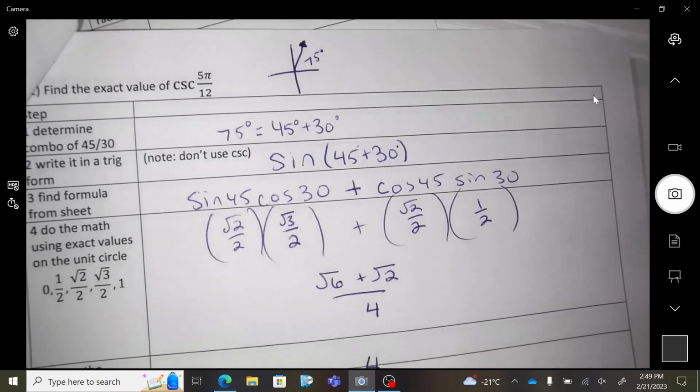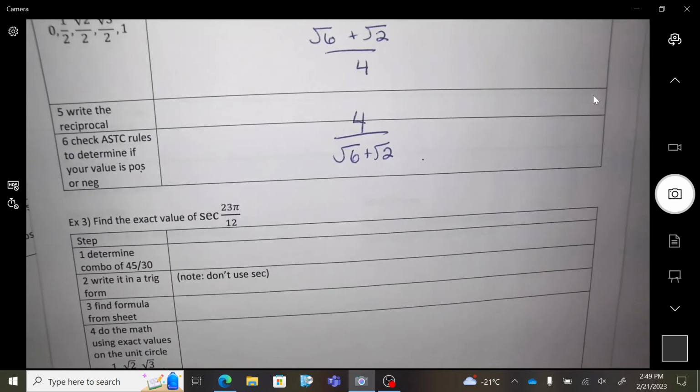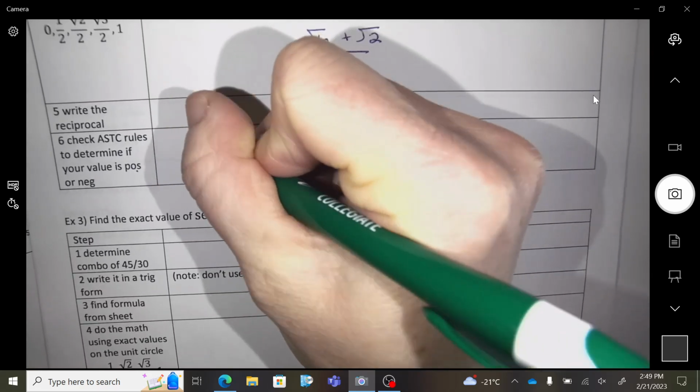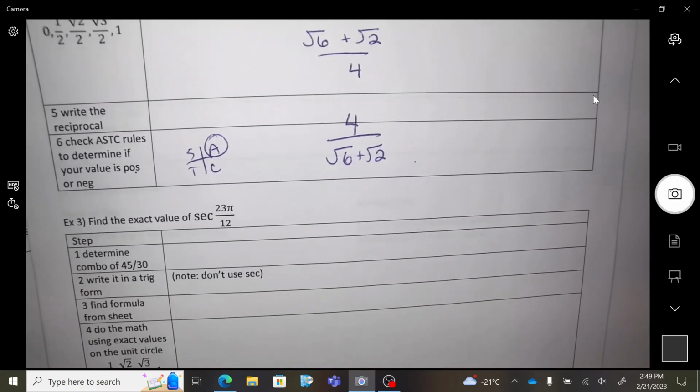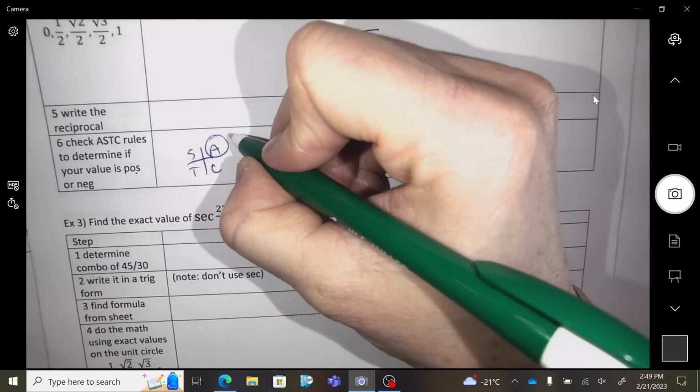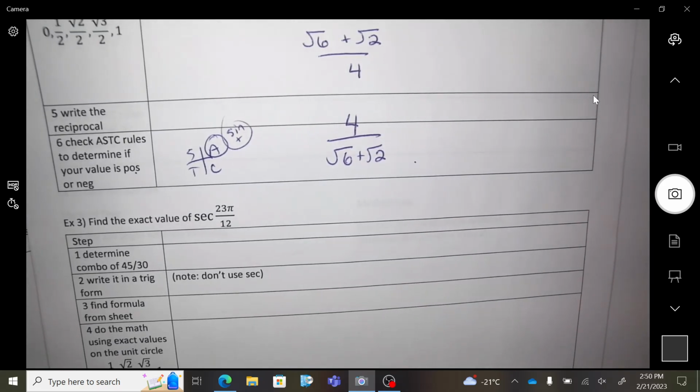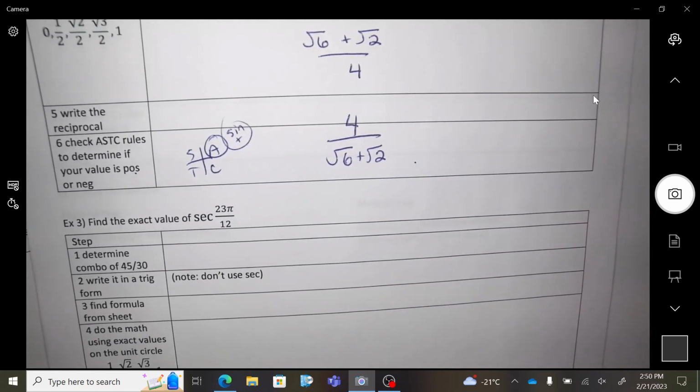So there's my new answer because I flipped it. And I'm in the ASTC, and this was all about sine, right? If it's about cosecant, it's also about sine, and sine is positive. So we're good.